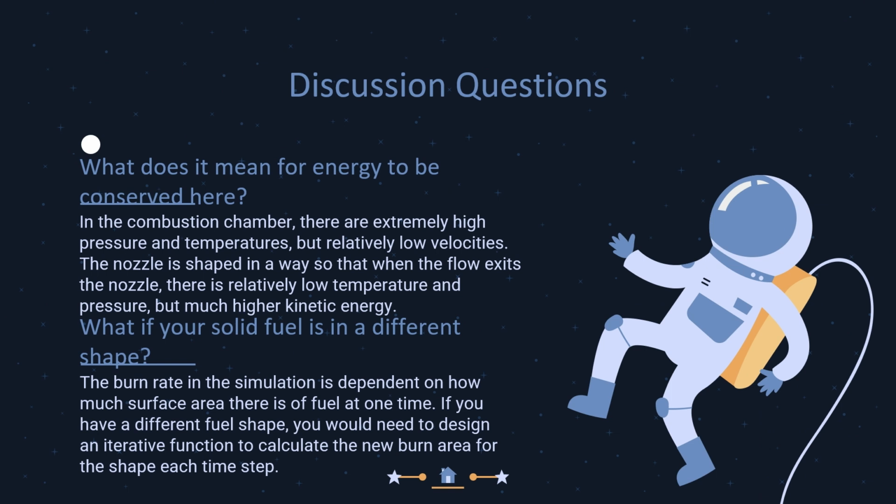What if your solid fuel is in a different shape? The burn rate in the simulation is dependent on how much surface area there is of fuel at one time. If you have a different fuel shape, you would need to design an iterative function to calculate the new burn area for the shape each time step.